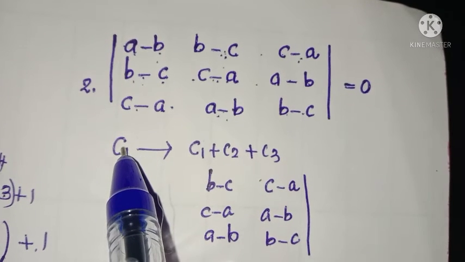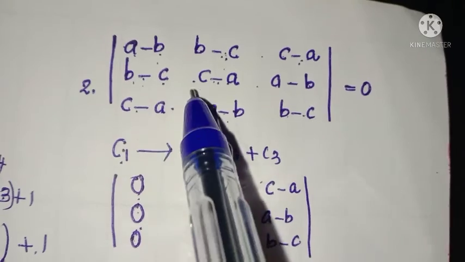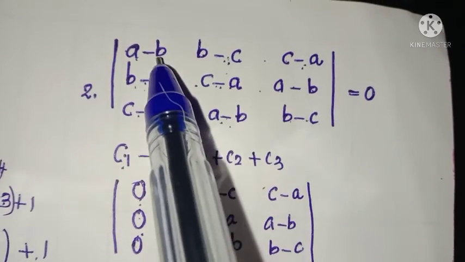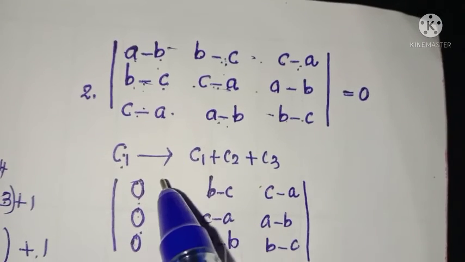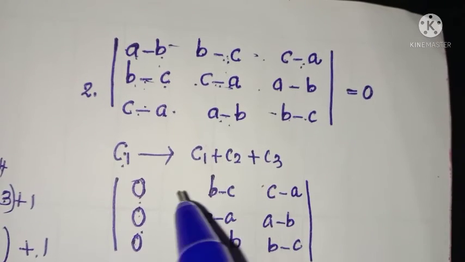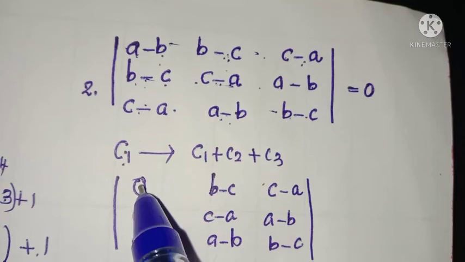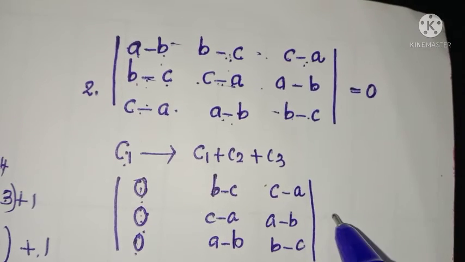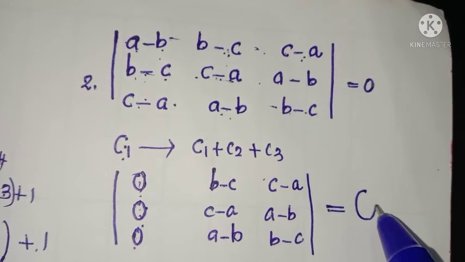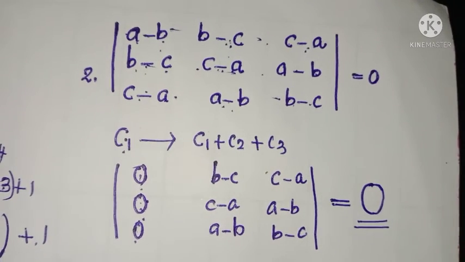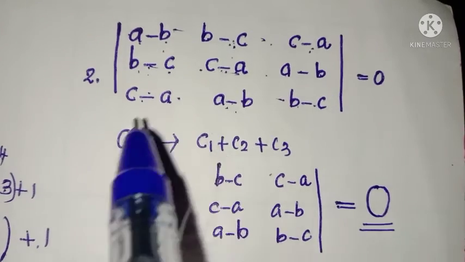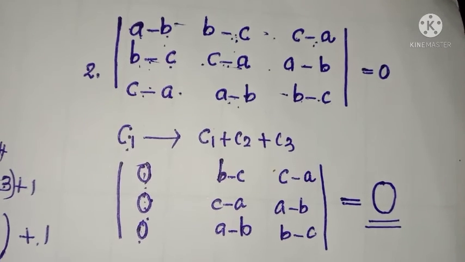Instead of taking the first column, we can consider rows also. We are adding the second row and third row to the first row, and you get the same result. So if one row carries all entries 0, then the determinant is equal to 0. So that is question number 2.